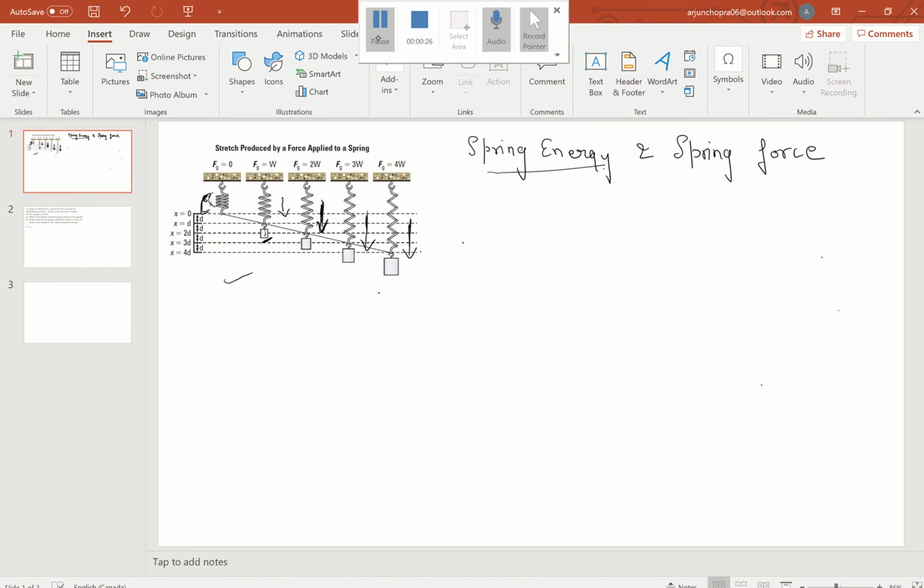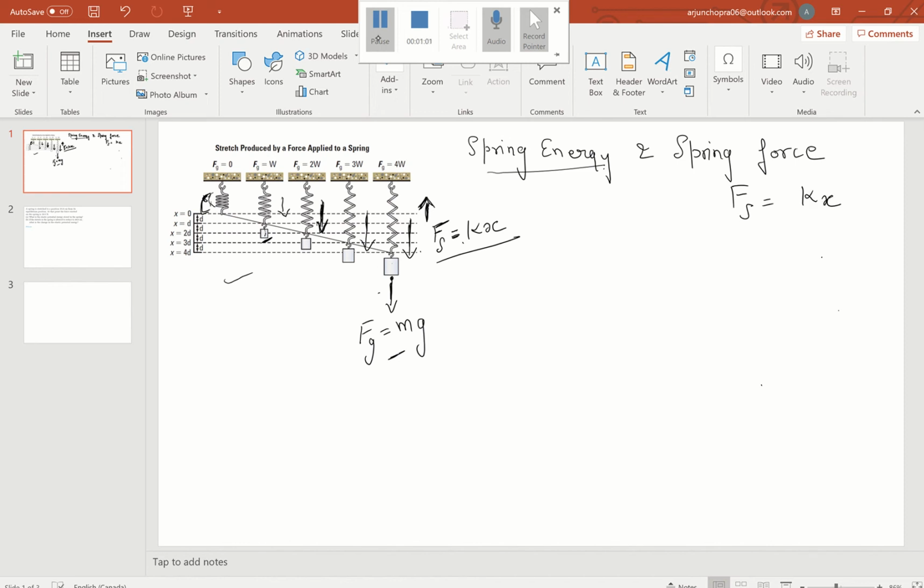And what's causing this extension? This load is getting pulled in the downward direction because of gravity. So I'm going to call it Fg equal to mg, and that is causing an equal and opposite reaction according to Newton's third law, and the equal and opposite force is being stored in the spring. That is called spring force, which is represented with Fs, and in terms of the spring it is represented with the formula Kx. Fs is equal to Kx, and that is spring force.